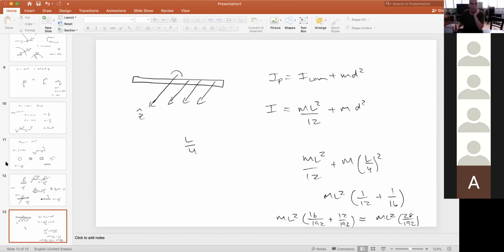And what it would look like is this thing is now rotating, instead of about the center, at an axis that's L over 4 off the center.